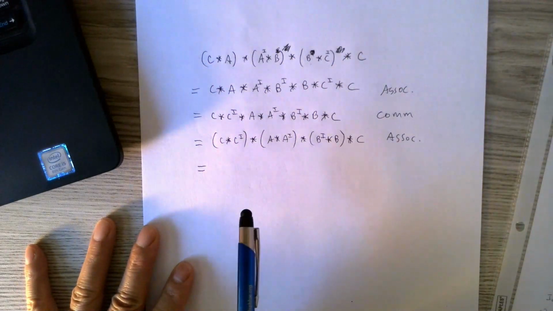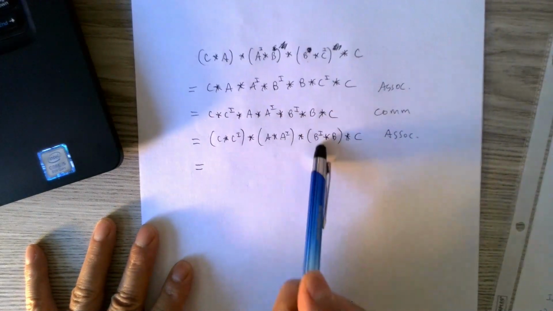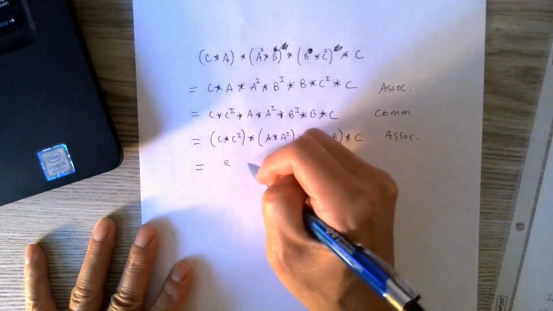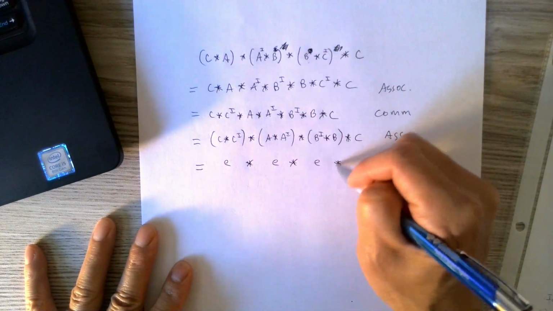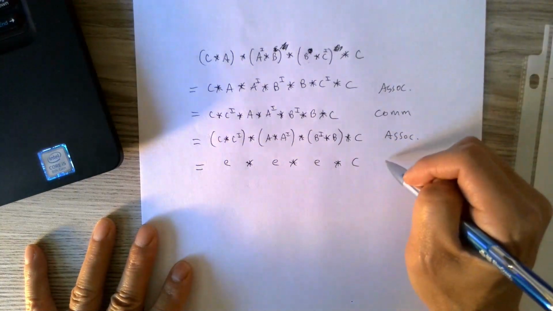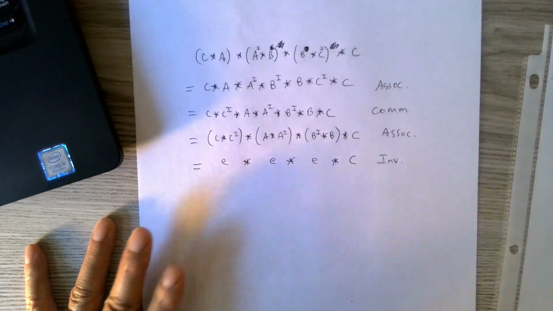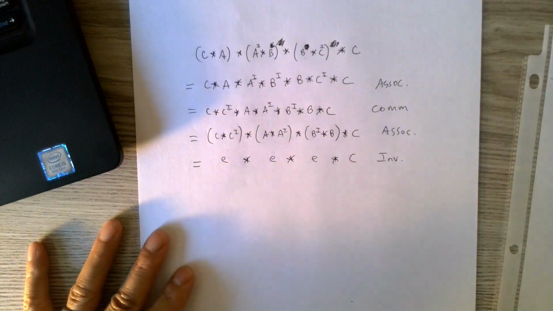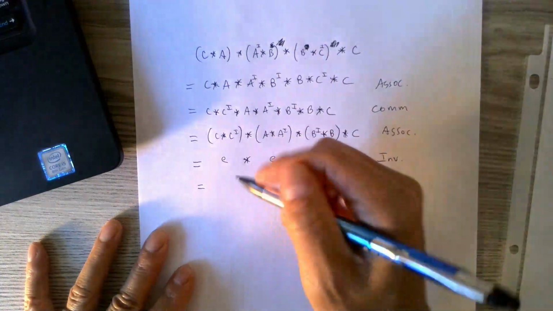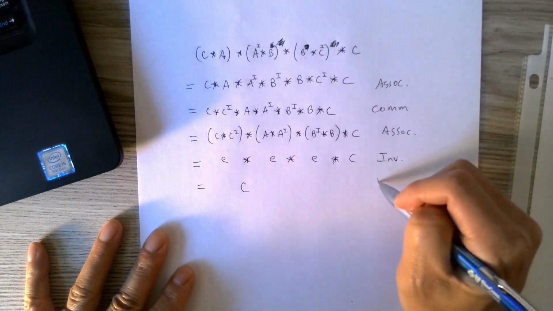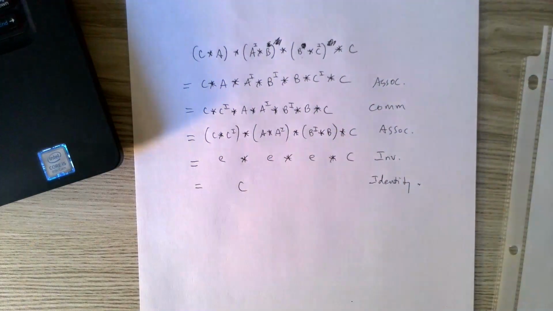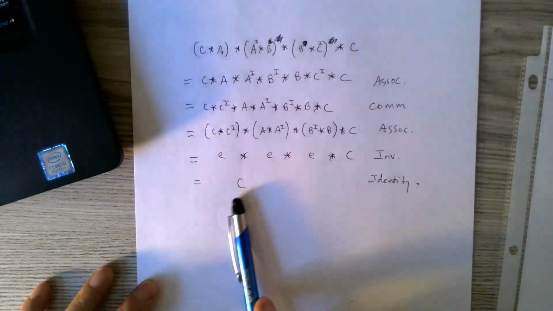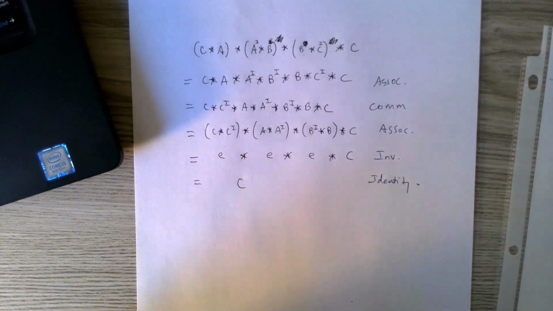And then I get to make my E's, 3 of them. That's inverse property. And then I get to make the E's all disappear at once. That is identity property. And that's as far as I can go. There's nothing I can do with that C, it stays.